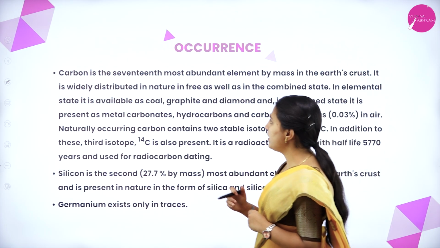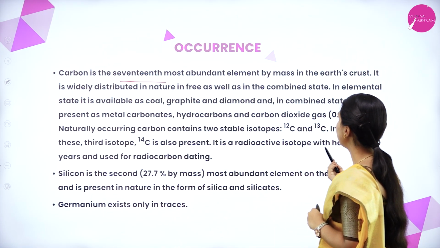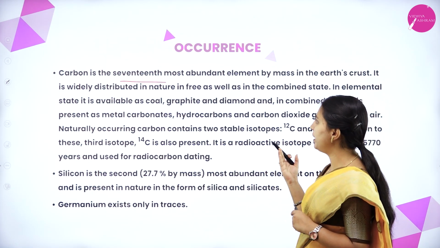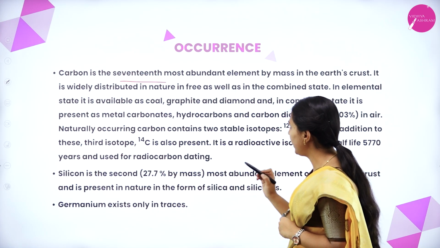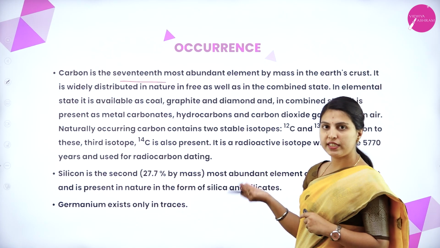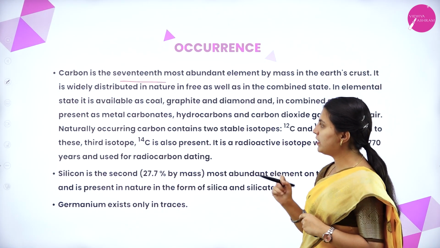Occurrence. Carbon is the 17th most abundant element by mass in the Earth's crust. It is the 17th most available element in the Earth's crust, and it is widely distributed in nature in the free as well as the combined state. Carbon usually will be in the free state, you know about gas also, and also in the combined state.